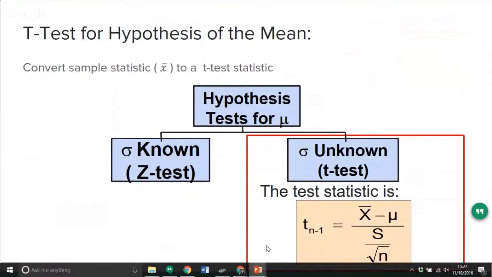We generally do not know the population standard deviation. So because we do not know the standard deviation of the population, or it's unknown, we then tend to use the t-test. Okay, you may have remembered this from statistics prior.